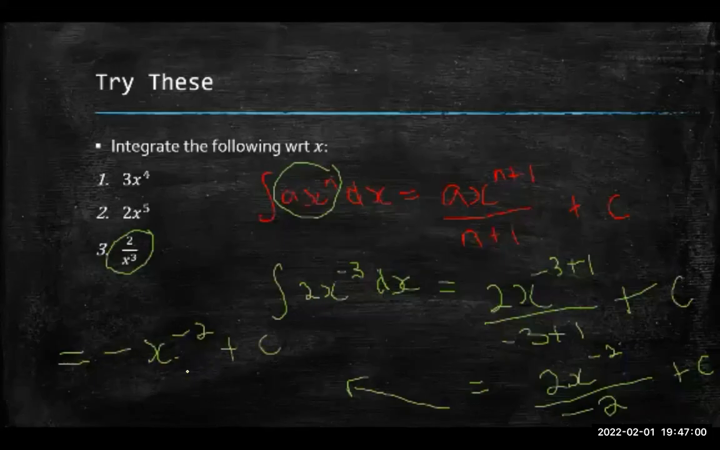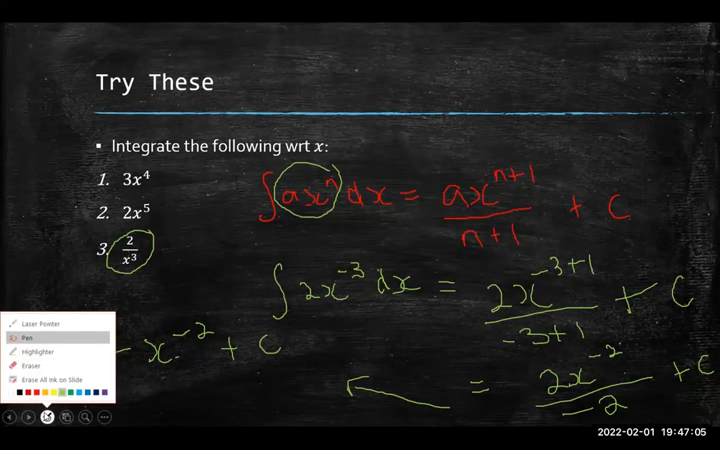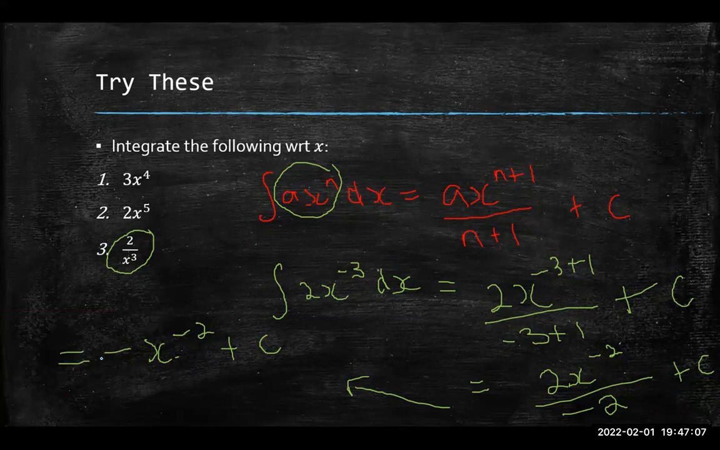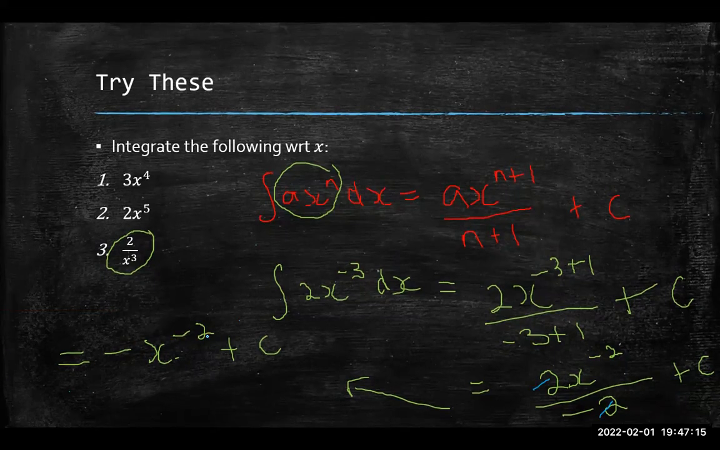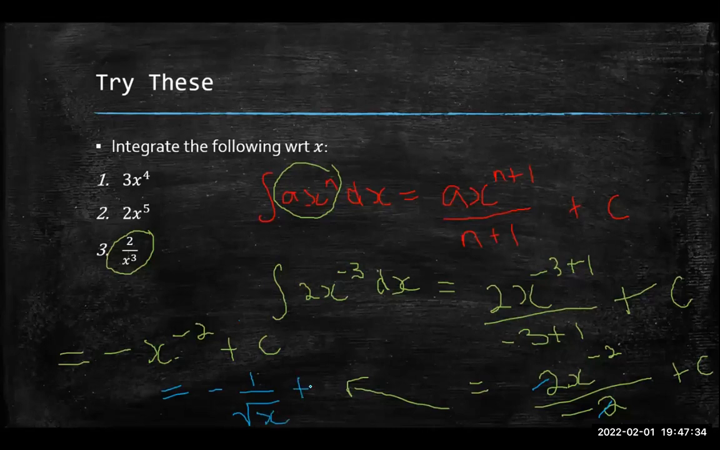I mean, you could leave it like that, but you have to show something, right? Show your examiner that you know what you're doing. Miss, we can cancel the 2's. Yeah, I cancel them. So that's how I got minus x to the minus 2 plus c. But like I said, you can leave it like this. Or, you know, show off that you know what you're doing. X to the minus 2 is the same as saying 1 on root x. So I can rewrite this as 1 on the square root of x plus.